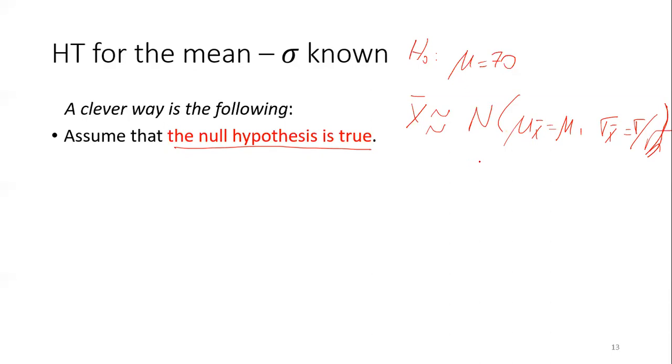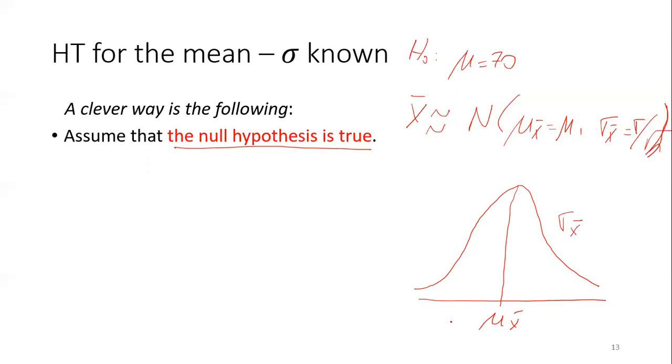Now, X bar is a random variable, right? It's a normal random variable. If you know the parameters of X bar, you can just plot it. Here you have the mu of X bar, and this is the sigma of X bar. If you know the distribution, you can just plot this.